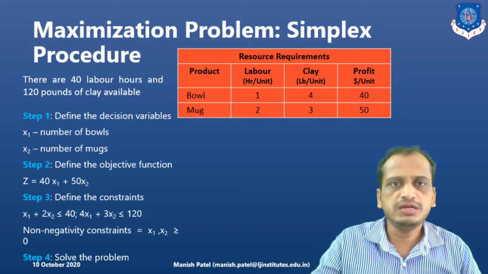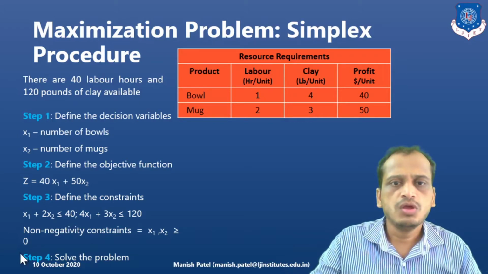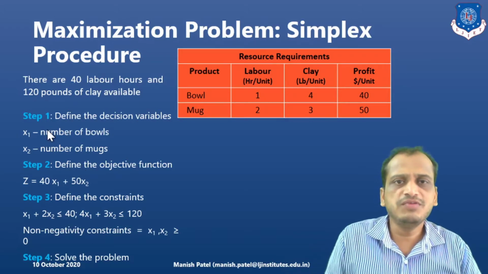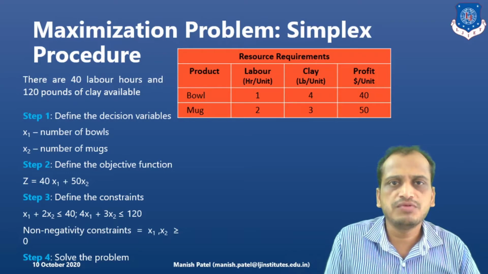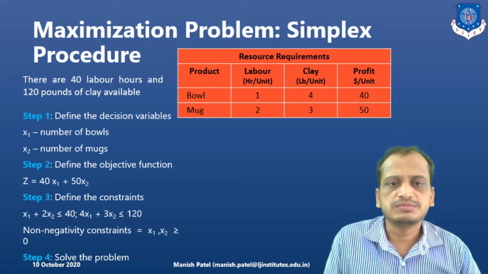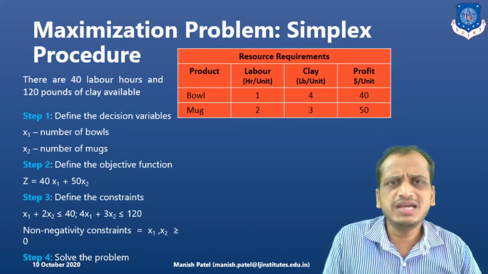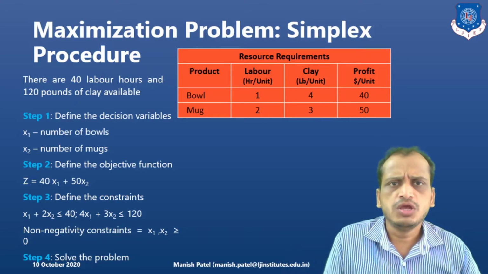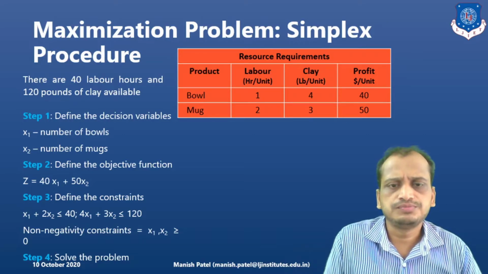Now let's formulate it into a linear programming problem. So here, first of all, the decision variables are x1 and x2 equal to number of bowls and number of mugs. The objective function z is to maximize profit for the company. So max z is equal to 40 x1 plus 50 x2. 40 x1 for the bowl and 50 x2 for the mugs.